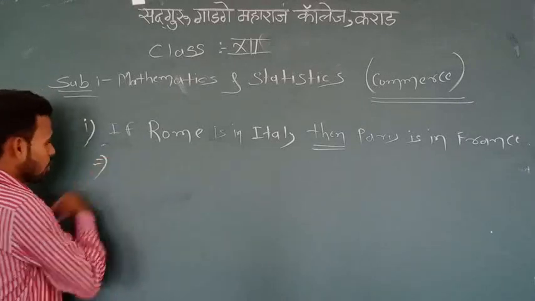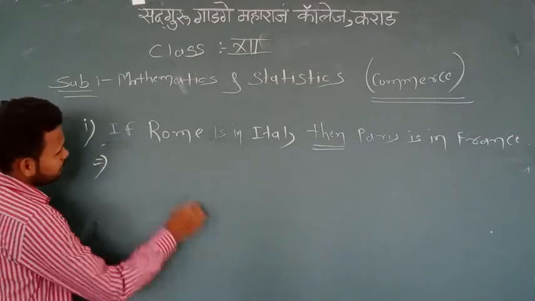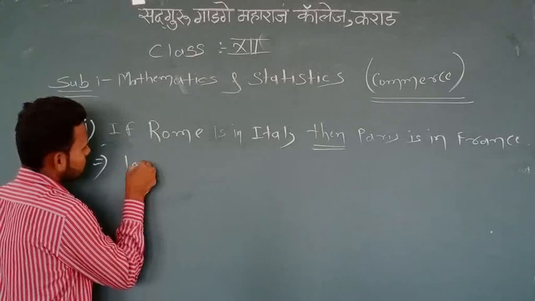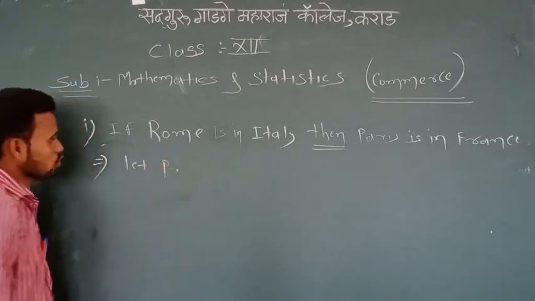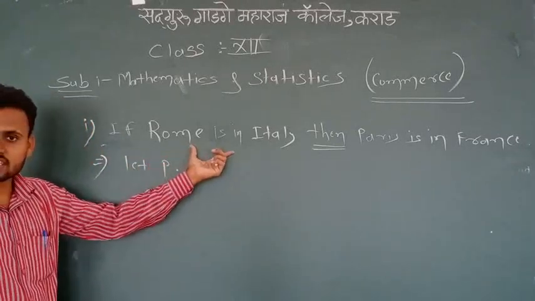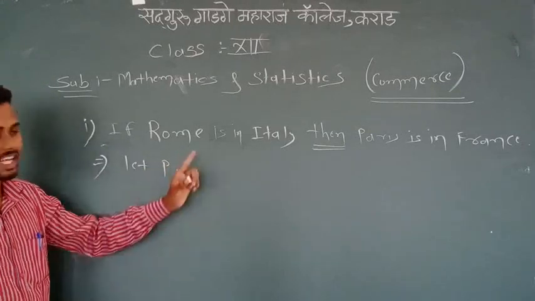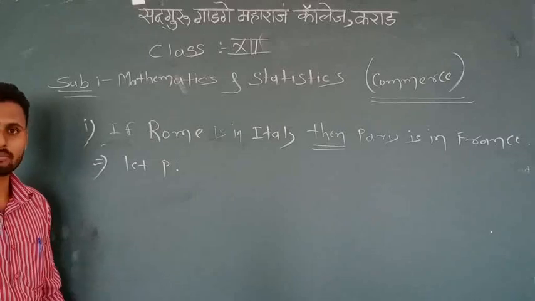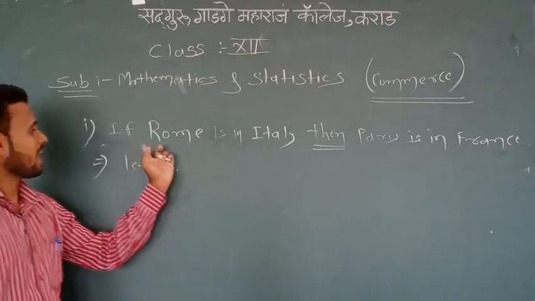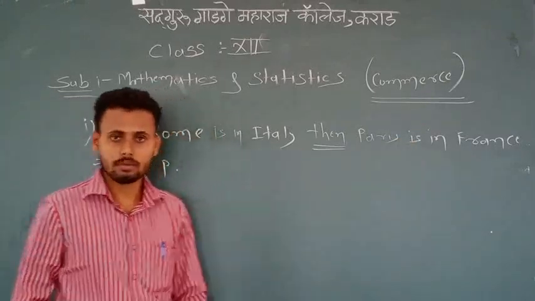In the solution, first we take the two simple statements separately and find out their truth values, and then we know the truth table for conditional statement. With the help of that we will find the truth value of that whole compound statement.